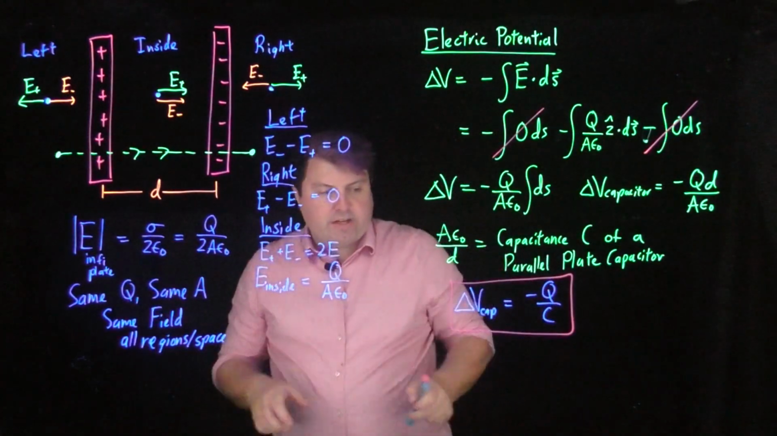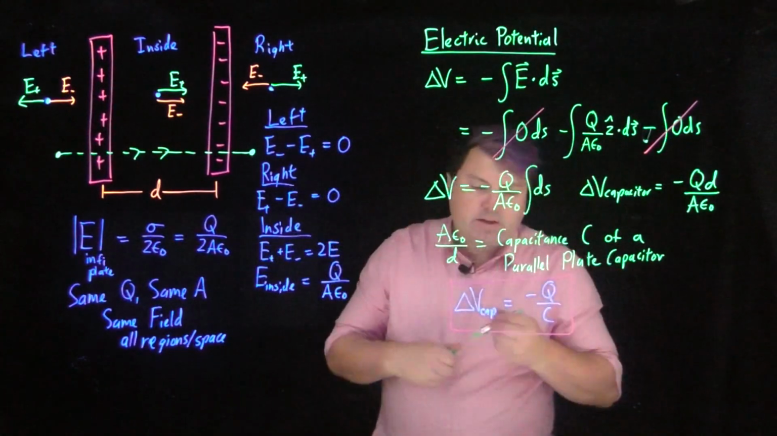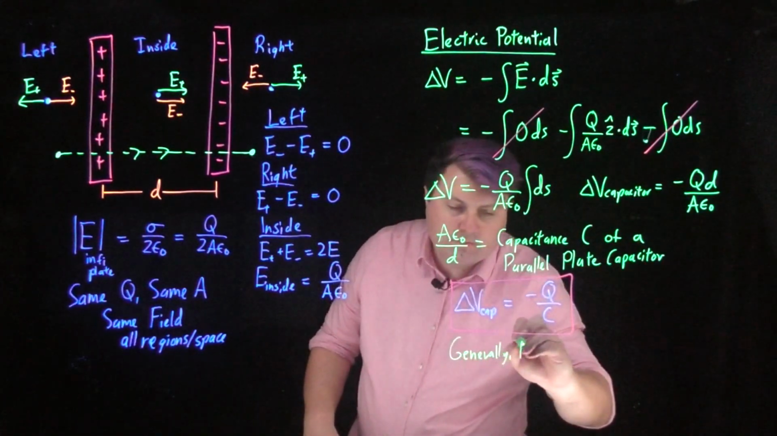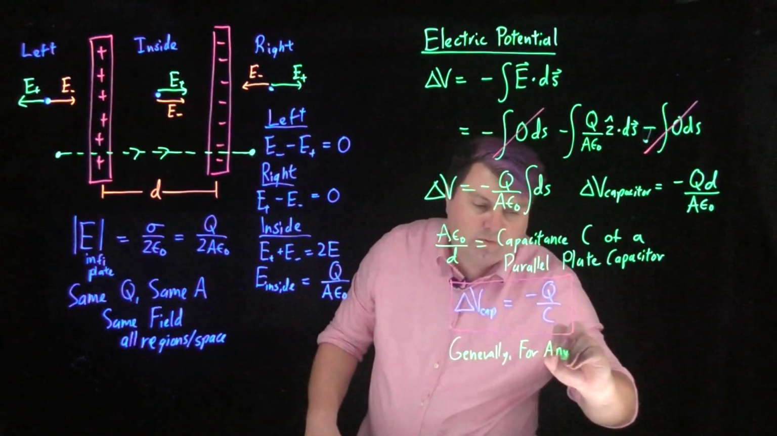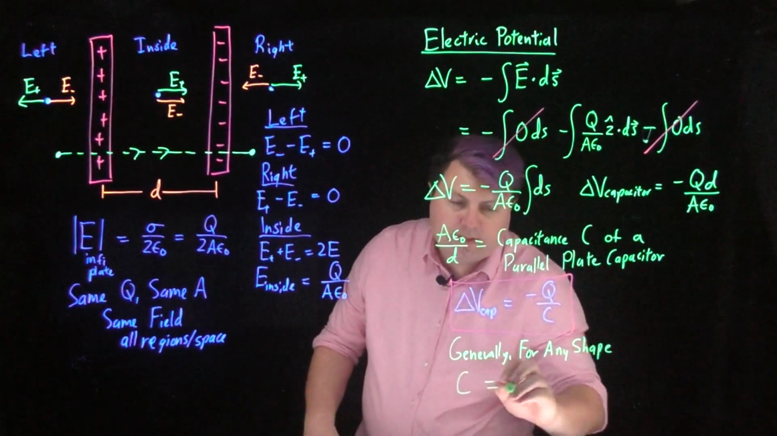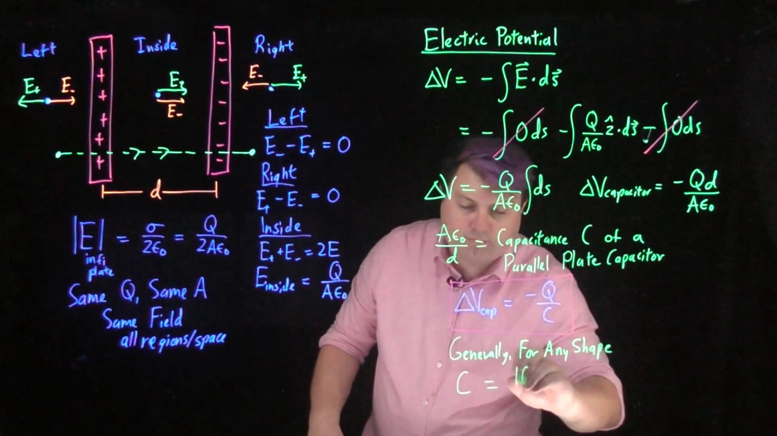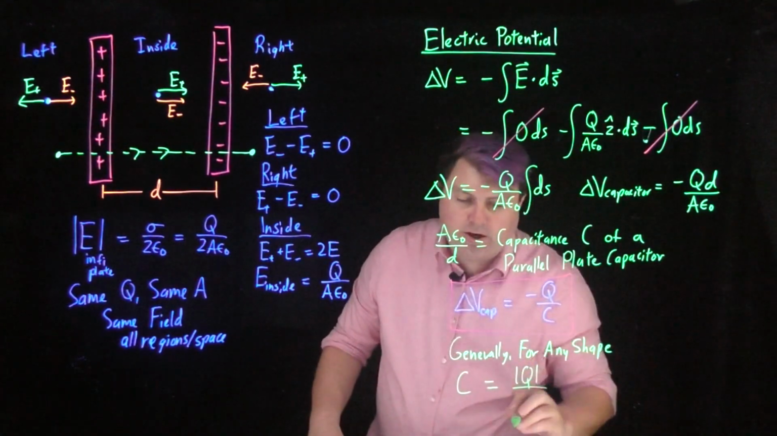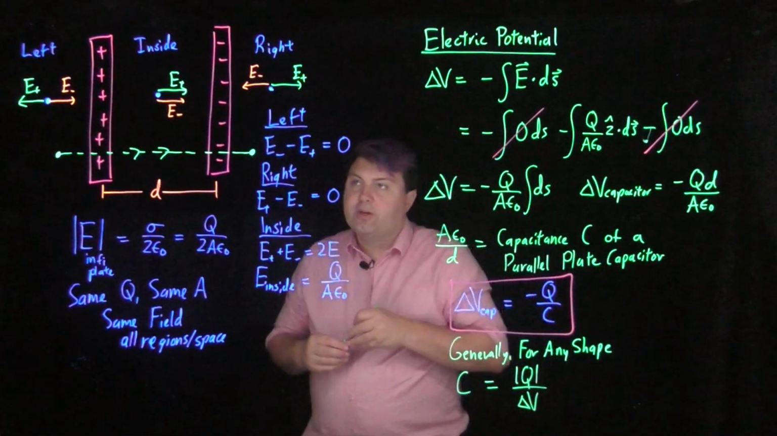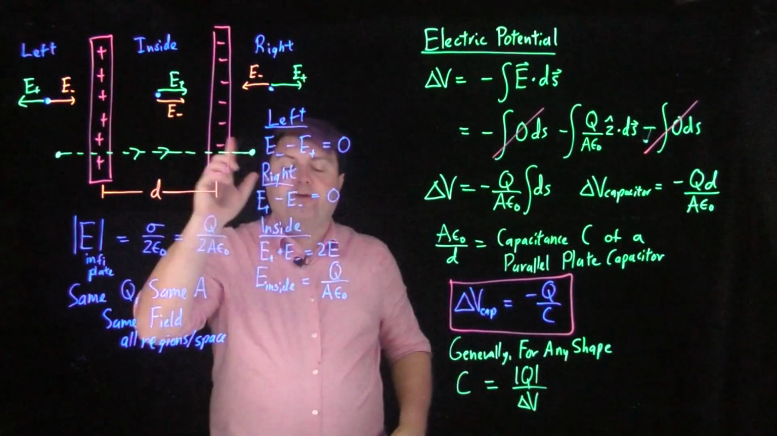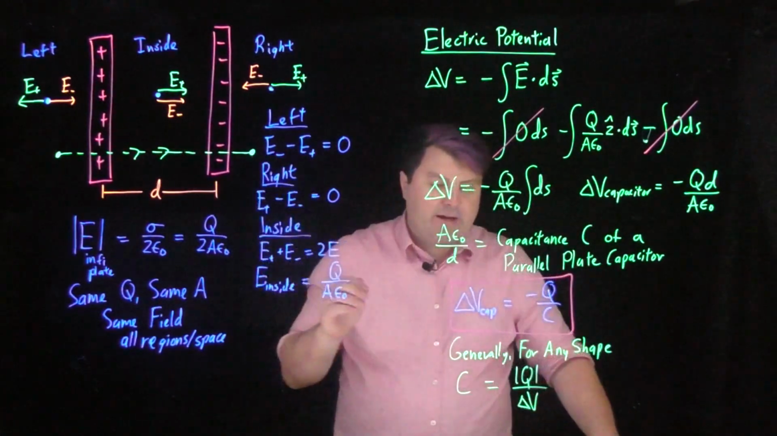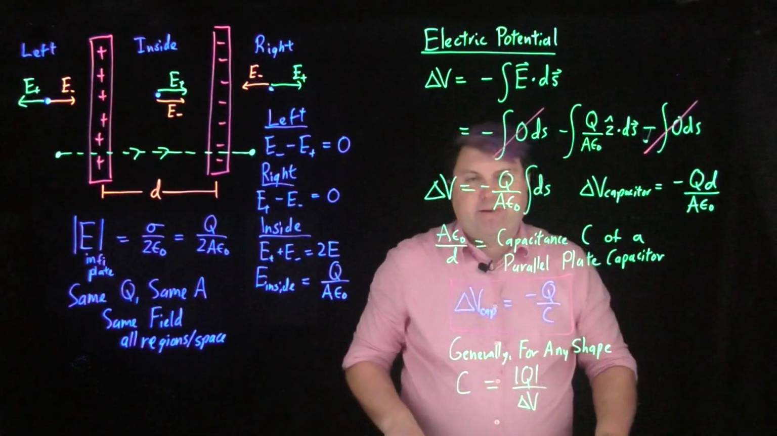But in a general sense, we can solve for this C. So generally, for any shape, the capacitance C is the magnitude of the charge on both sides over the change in voltage. We will see cylindrical capacitors and other shapes, which are much more common in the real world than parallel plate capacitors. And this is how we'd calculate the capacitance for those.